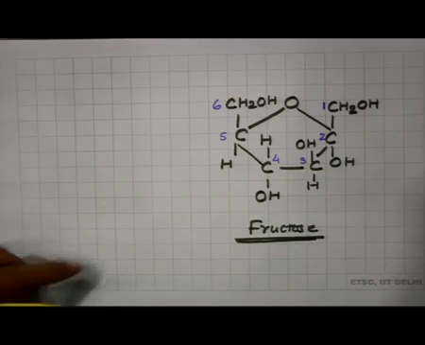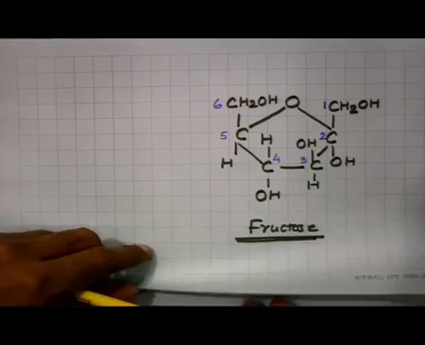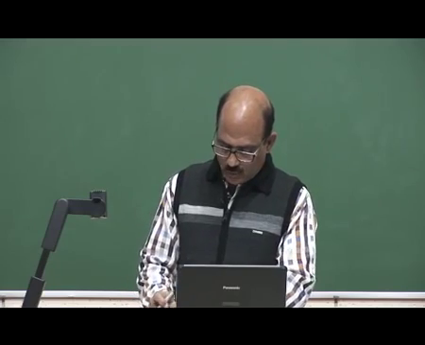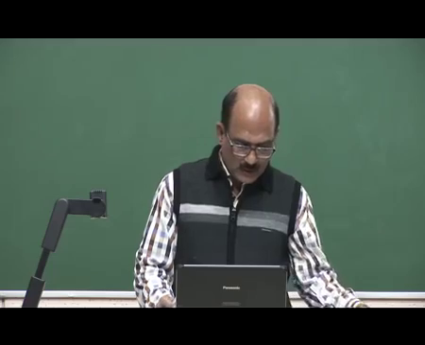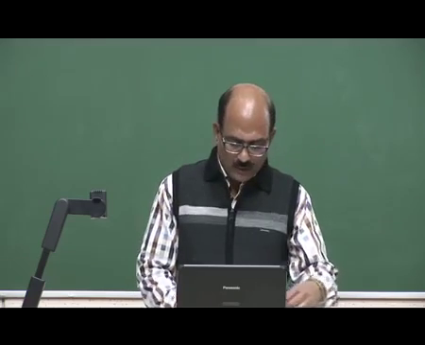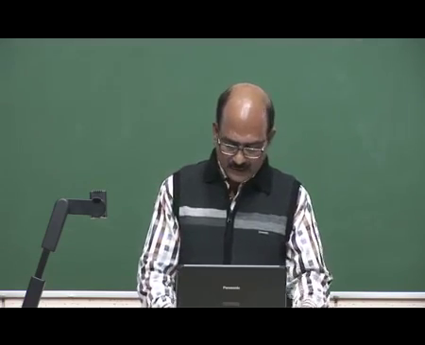So, now we are able to write the structure of all 3 main hexoses, that is glucose, fructose and galactose. This will help in the formation of disaccharide.